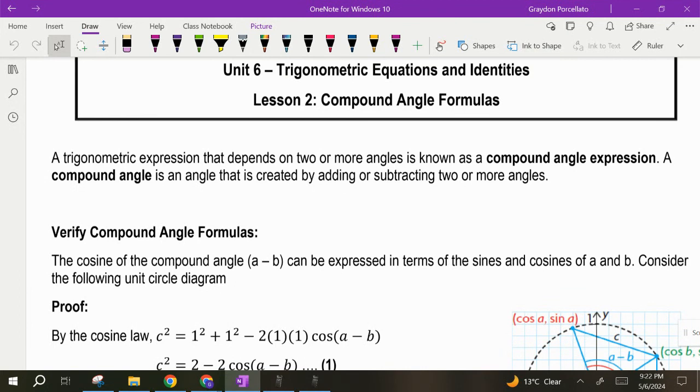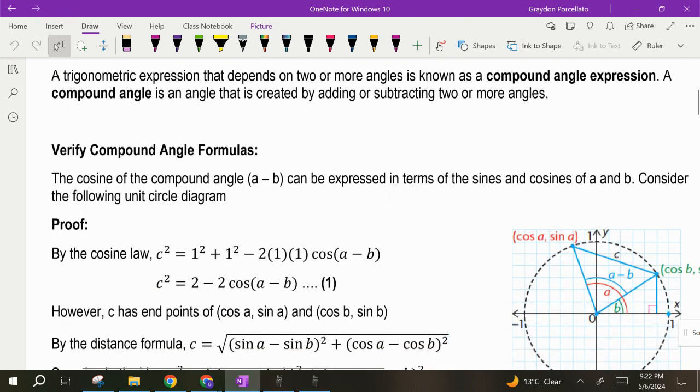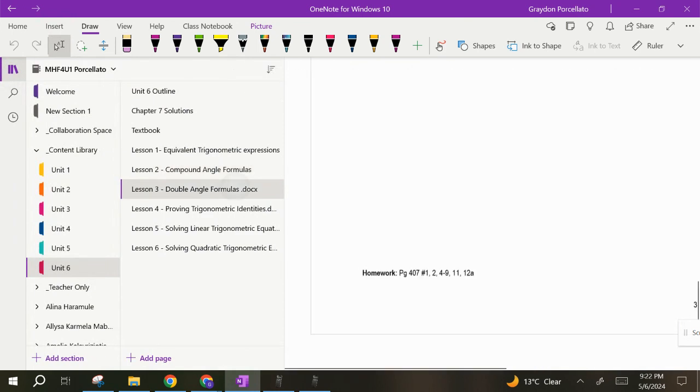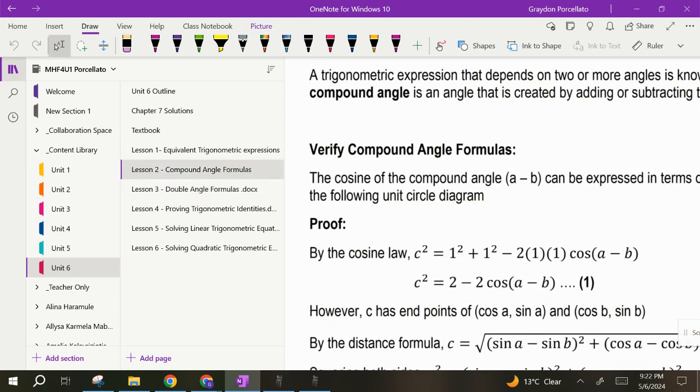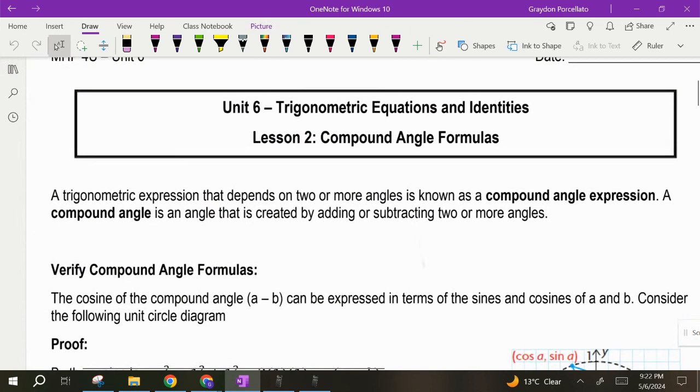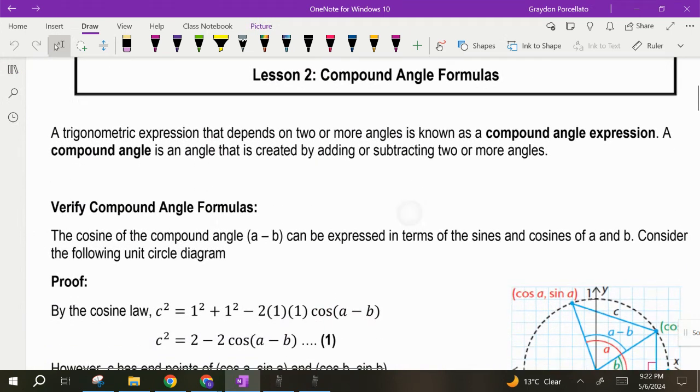So today we're going to continue working with that, and we're going to look at what we call the compound angle formulas. Now, if we think of compound, we think of things that are kind of added together.